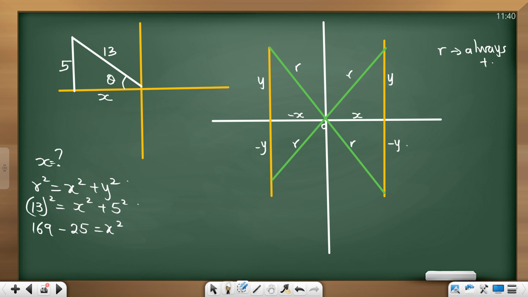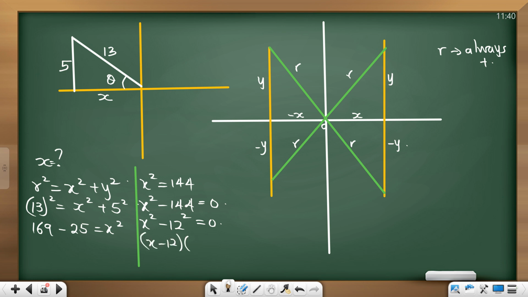Good. Let me take you back to your algebra. So x squared equals to 144, right? Now, x squared minus 144, x squared minus 12 squared. Do you remember this? Difference of 2 squares. So x minus 12, x plus 12. So x equals to 12 or x equals to what? But which one are we using? It's on the left-hand side. It has to be what? A negative.